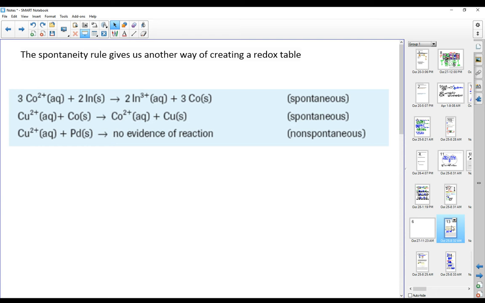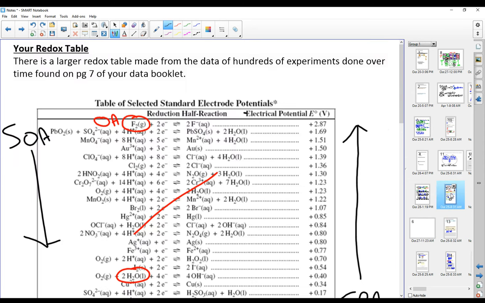So for our last bit here, the spontaneity rule gives us another way of creating a redox table. So we have 3 reactions here, 2 of which are spontaneous, 1 of which is non-spontaneous. We know that if we go back, our oxidizing agents want to undergo reduction, and they usually have a charge. So we have ions on this side, and we're often going to have atoms on this side.